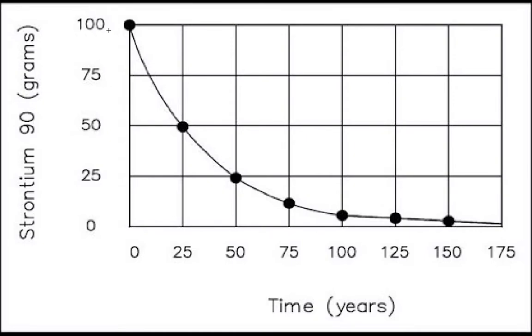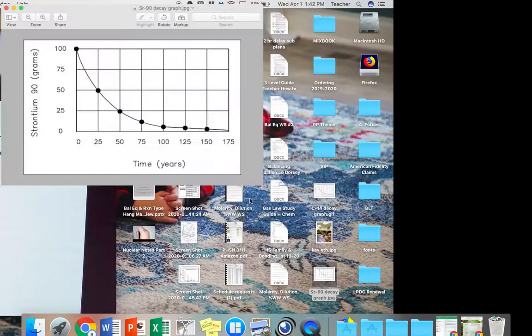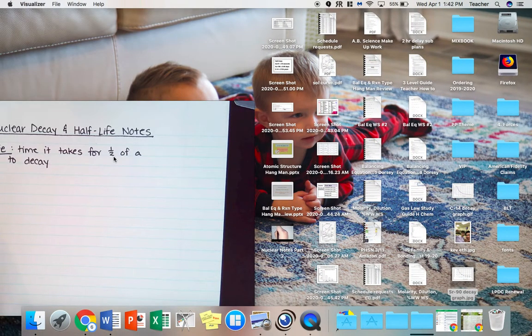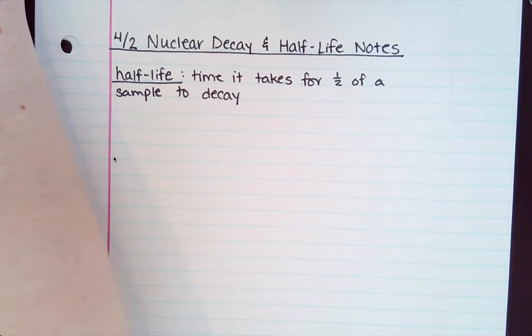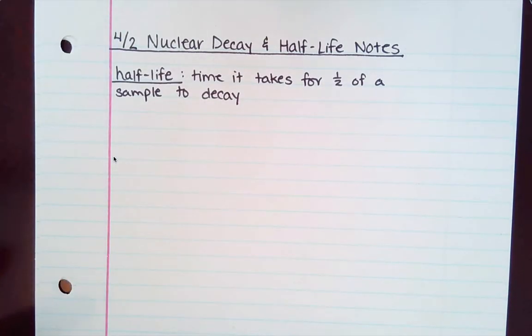So we're looking at how much you start with, and what is half of that? It's not always going to be 100 that you start with. And then the unit here could be seconds. And the past two that we did, they were years. Let's look at how we solve some of these problems.